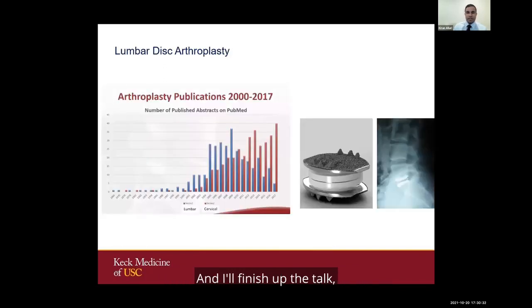And I'll finish up the talk just talking about lumbar disc arthroplasty. This is the other surgical option in the management of patients with lumbar degenerative disc disease. The original lumbar disc arthroplasty was designed in the 1980s and underwent several revisions over 2 decades before it was FDA approved in 2004. It was actually FDA approved before cervical disc arthroplasty.